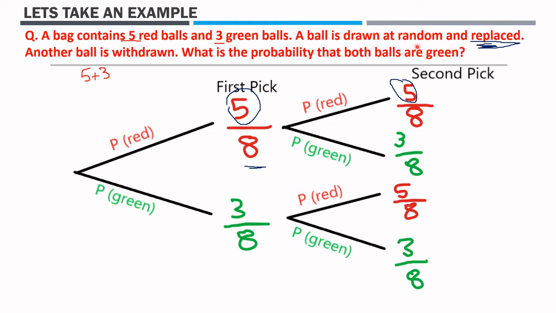It says, what is the probability that both balls are green? So both balls are green. 3 out of 8 into 3 out of 8 we get a probability. So here it is 3 out of 8 into 3 out of 8, which is simple multiplication, 9 out of 64.